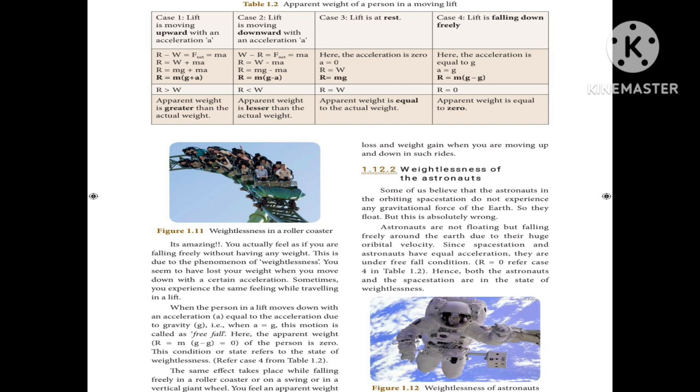R minus W equals F net equals ma. R equals W plus ma. R equals mg plus ma. R equals m times (g plus a). W minus R equals F net equals ma. R equals W minus ma. R equals mg minus ma. R equals m times (g minus a).